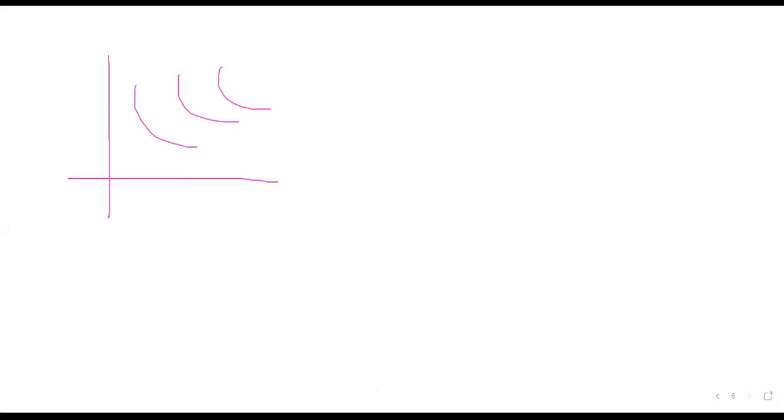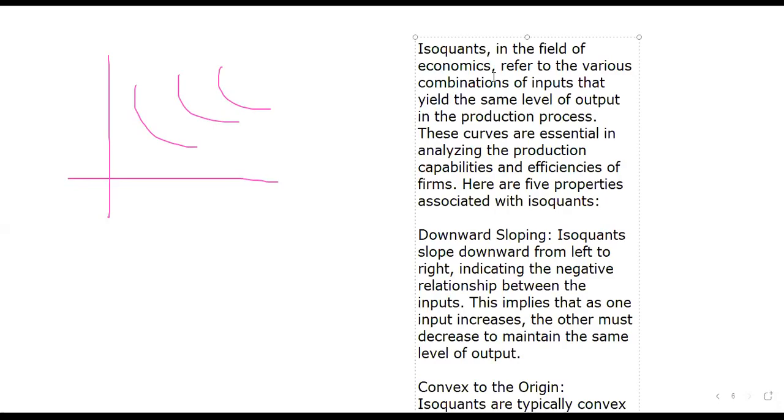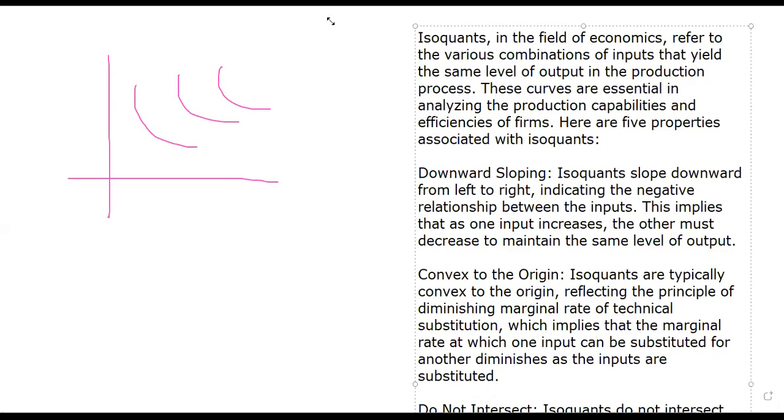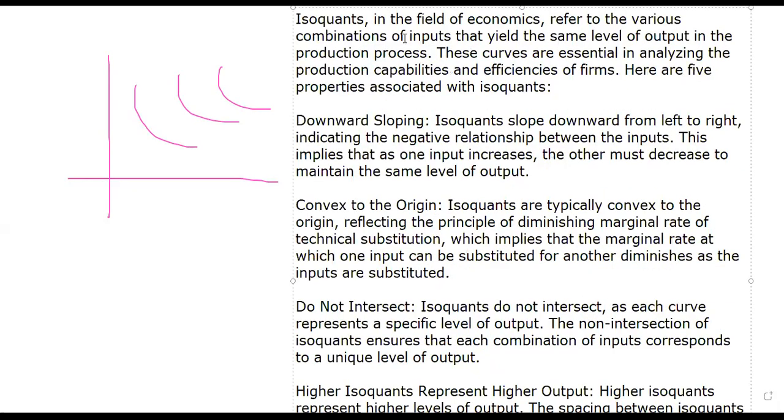So we're going to look at the properties of isoquants as follows. I must mention that isoquants are very closely related to indifference curves. We've defined first of all what isoquants are. Isoquants refer to combinations that yield the same level of output in the production process. These are combinations of capital and labor that, if combined, will yield the same. So here we have capital, here we have labor. So we have isoquant 1, isoquant 2, isoquant 3.